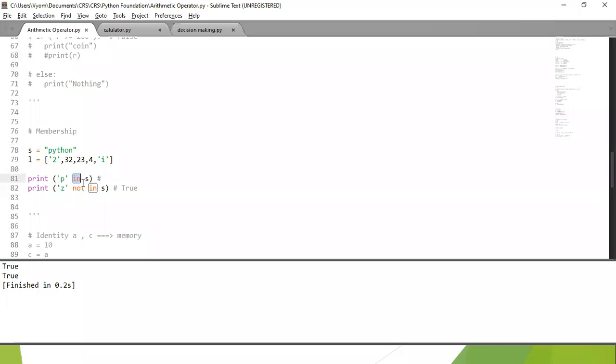P in S, as I already said. Python is very close to English, so it's very easy to understand its keywords. P in S. What does that mean? Is P part of S? Yes, it is. So this will return true, and you already know that. Z not in S. Z is not a part of S. That's true. Z is not part of S. That's why you again see true. Clear?